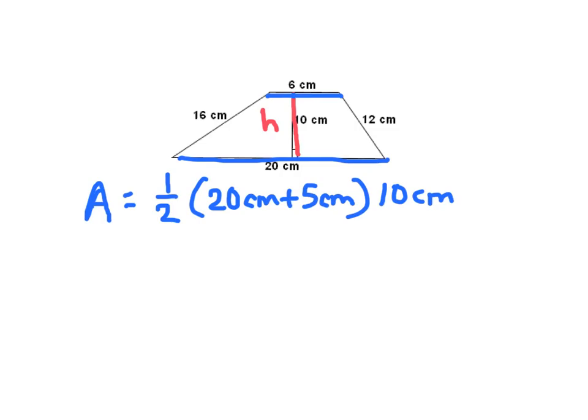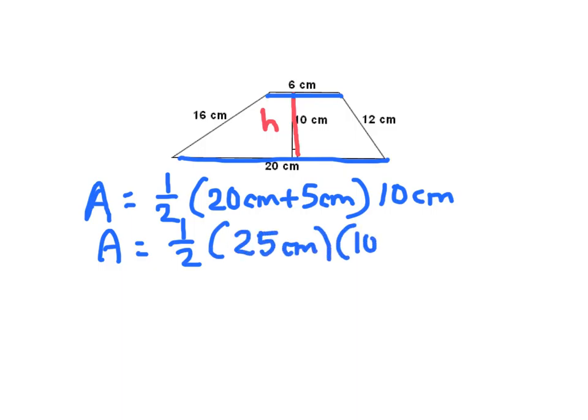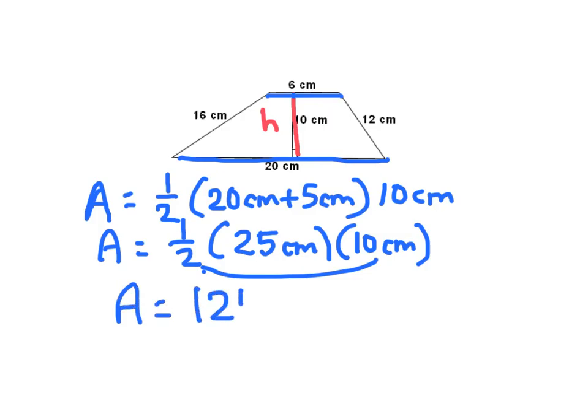Okay, so this is going to end up being 1/2 times 26 times 10. Now remember I said the order we multiply makes no difference? It doesn't. So I could choose to multiply 1/2 times 10, because in my head that's easier for me. 1/2 times 10 is 5, and then 5 times 26 is 130. So the area of this trapezoid is 130 square centimeters.